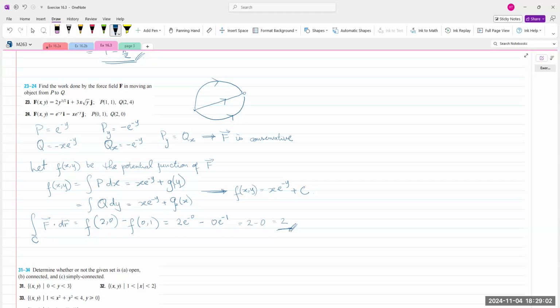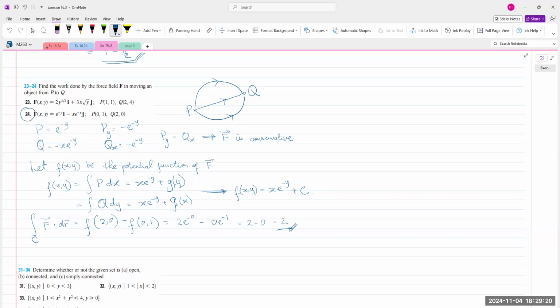Okay, now that's the benefit of conservative, because then it becomes independent of path. So we don't need to know what path they use, you just need to know the initial point and then the terminal point.